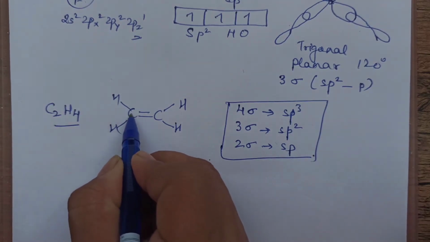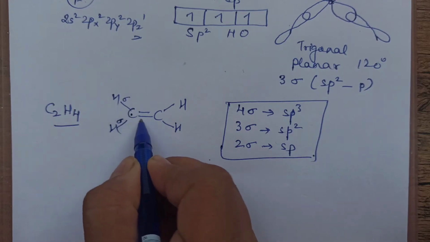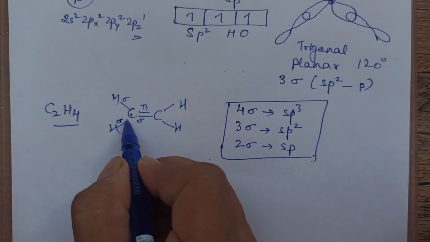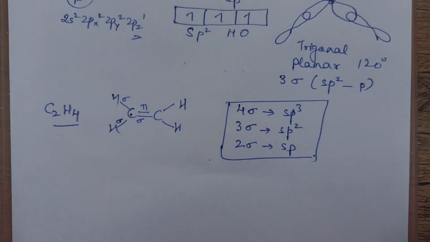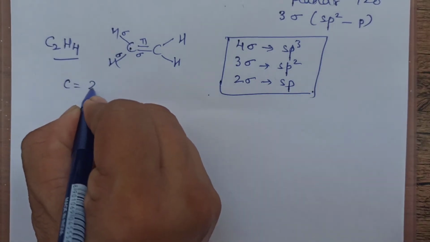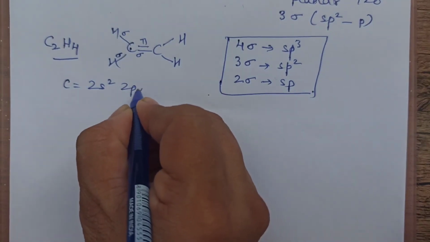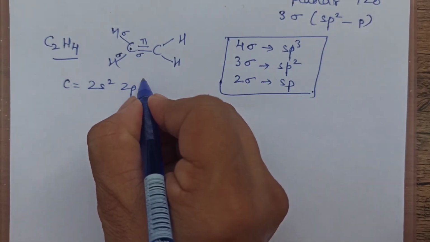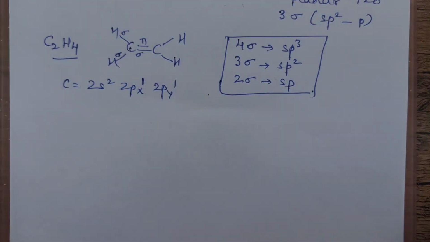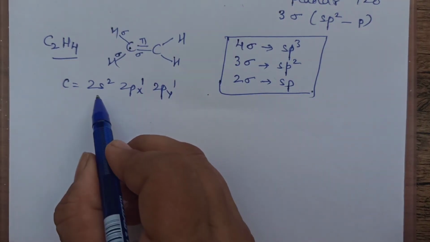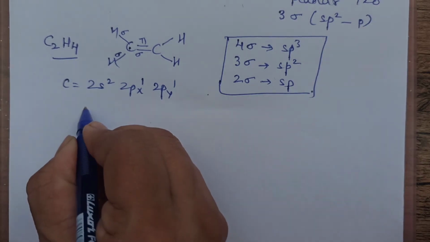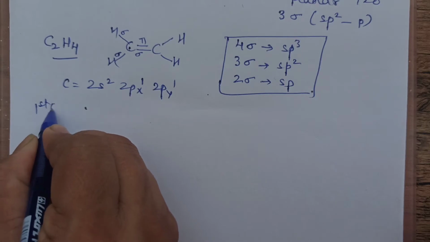You can check on each carbon now: 1 sigma, 2 sigma, 3 sigma. So there are 2 bonds between the carbons, meaning 1 is pi. So on this carbon there are 3 sigmas, that means sp2 hybridization. So how are we going to represent this? We will again write the carbon configuration, which is 2s2, 2px1, 2py1. So there are 2 unpaired electrons like this, right? So we need 4 because carbon is tetravalent. Carbon being tetravalent, we need to consider the first excited state.